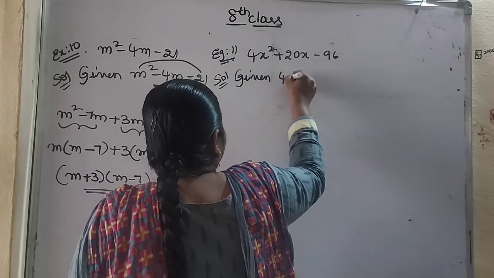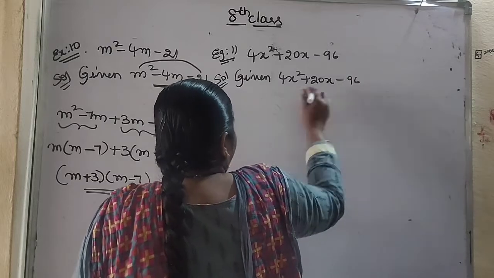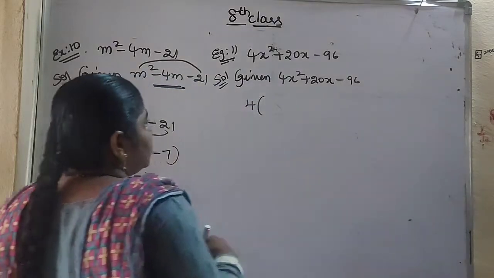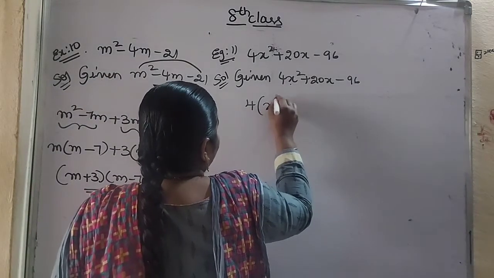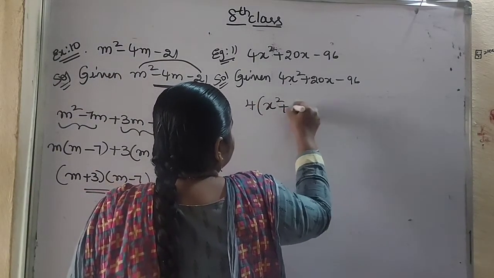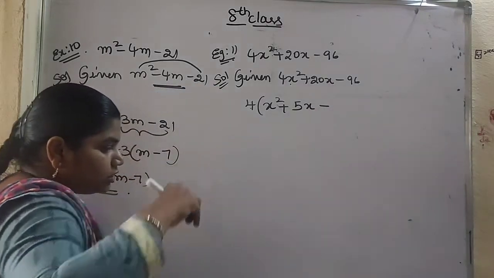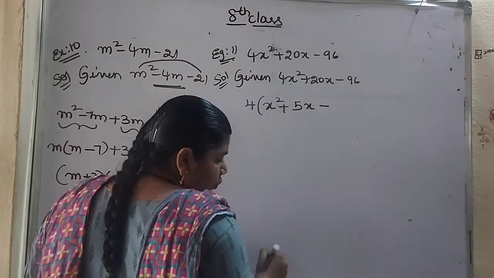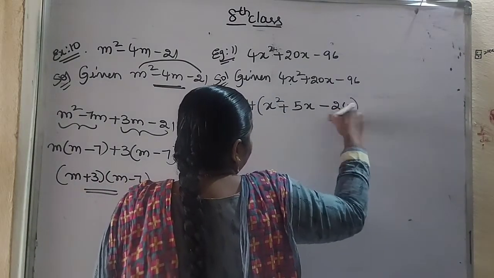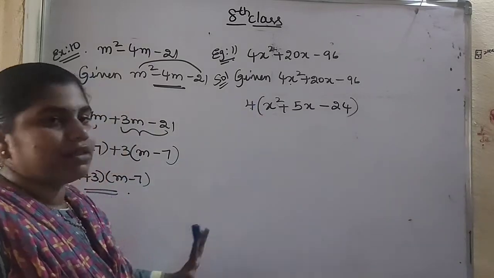So given 4x square plus 20x minus 96, I am taking 4 as common. The remaining terms we write in the bracket: here only x square, 4 times 5 is 20x, and minus 4 times how many is 96? That will be 24 times. Now this part we have to factorize, and the 4 we will write as it is.